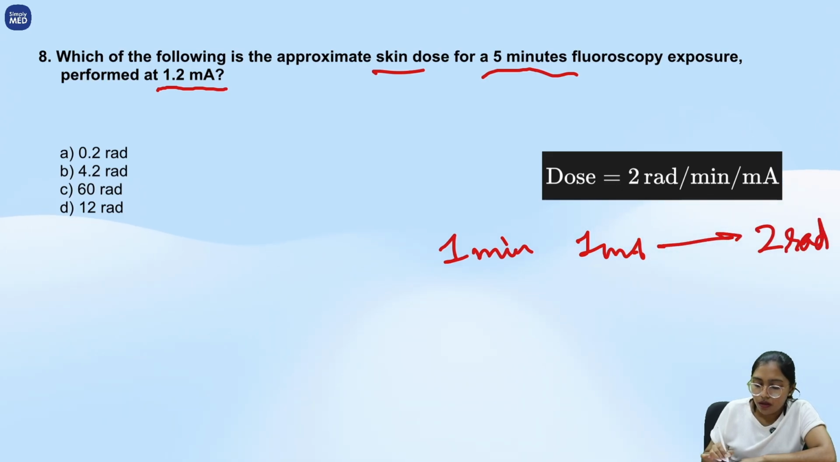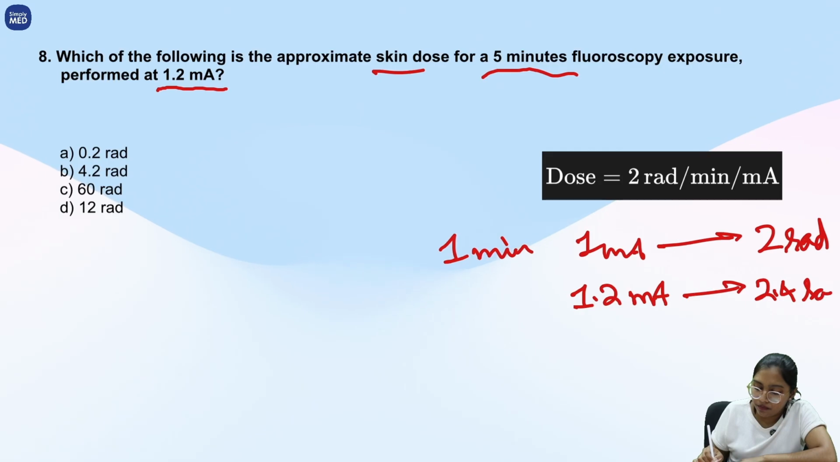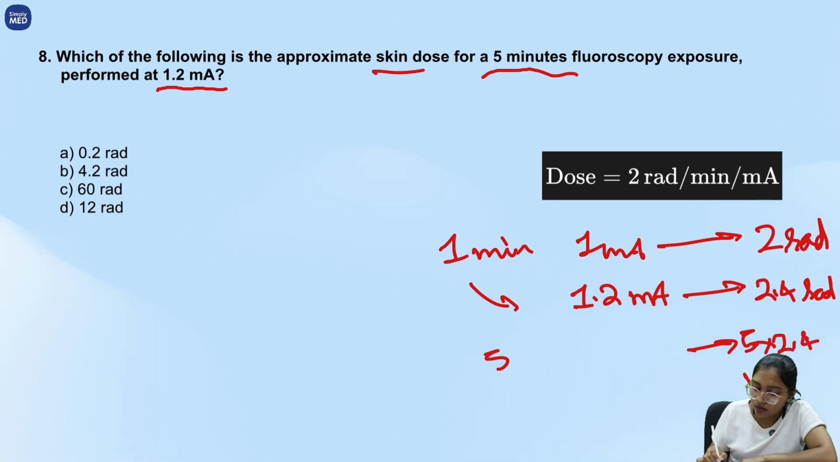Okay, so we can just substitute from the question. For 1 mA it is 2 rad. So for 1.2 mA how much will it be? It will be 2.4 rad. Now this is for 1 minute, right? So for 1 minute it is 2.4 rad. So for 5 minutes how much will it be? 5 into 2.4, which is equal to 12. Okay, so this is how we can find out.